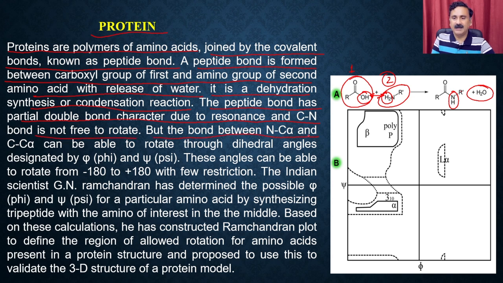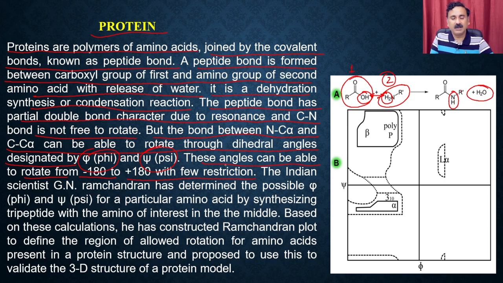But the bond between the N to alpha and the C to C alpha can rotate through a dihedral angle designated by phi and psi. So this peptide bond is rigid, it is not allowed to rotate, but the bond between the N to alpha and the C to C alpha can rotate through the dihedral angles, which are designated as phi and psi. And these angles can rotate from minus 180 to plus 180 with a few restrictions.